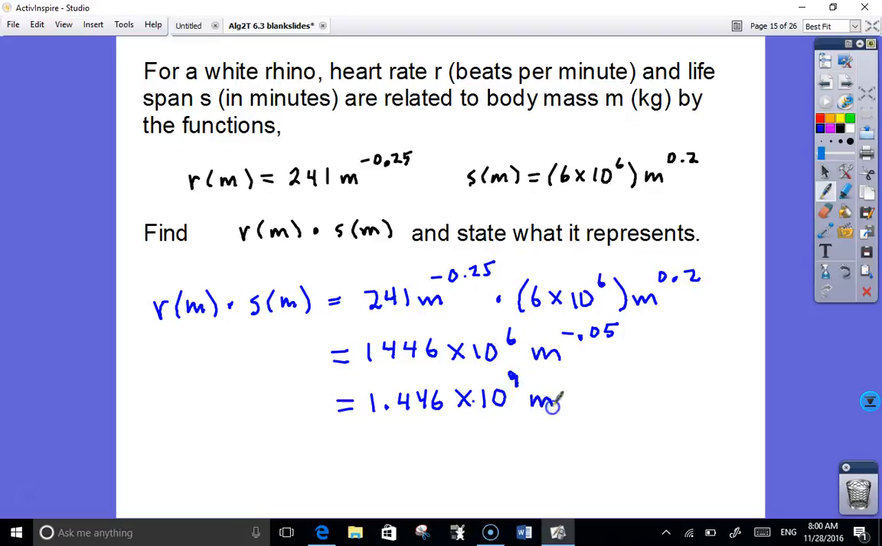And that's m to the negative 0.05. I mean, actually, I could write it like this. I could say that's 1.446 times 10 to the 9th. Then I can flip that to the denominator, make that m to the positive 0.05.